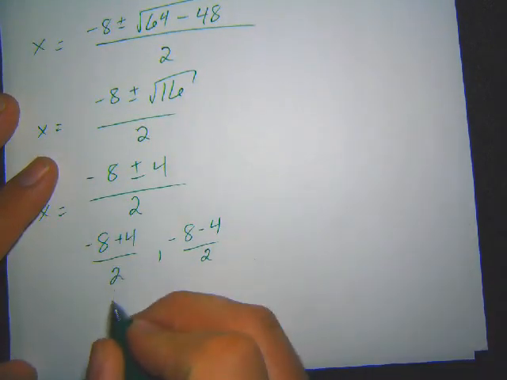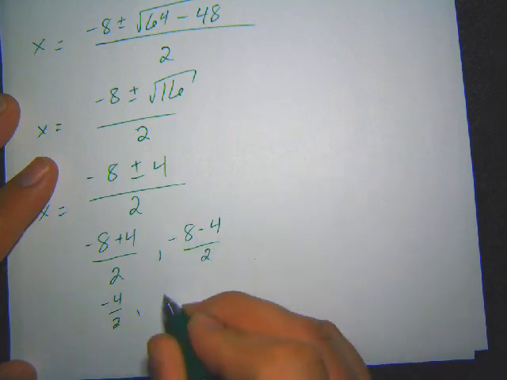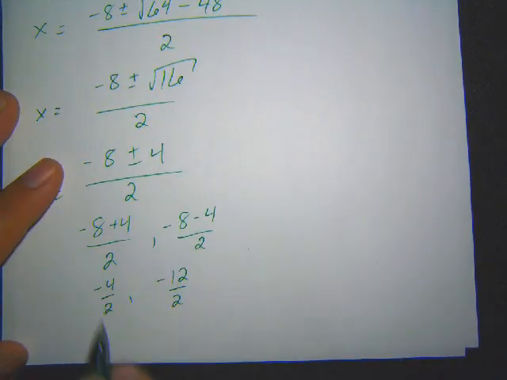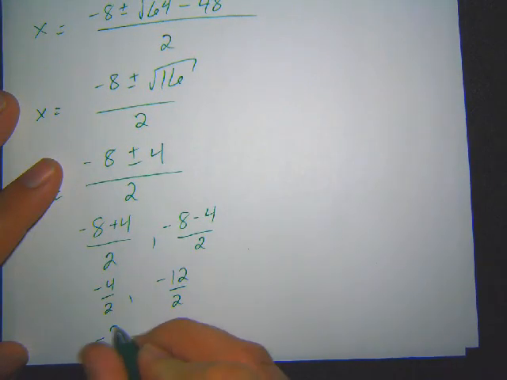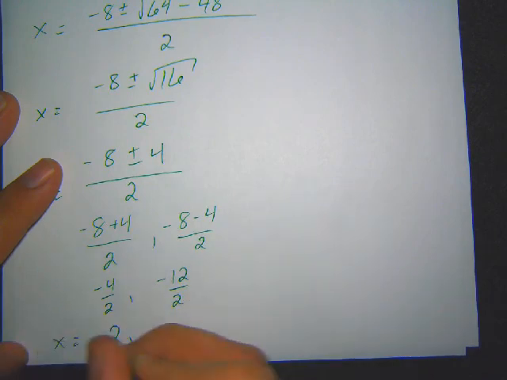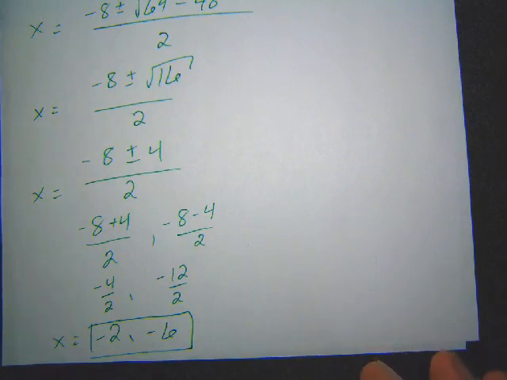Negative 8 plus 4 is negative 4, so we get negative 4 over 2. Negative 8 minus 4 is negative 12 over 2. And then lastly, divide, and negative 4 divided by 2 is negative 2. Negative 12 divided by 2 is negative 6. So all that work, and we finally got the answers for this one are negative 2 and negative 6.